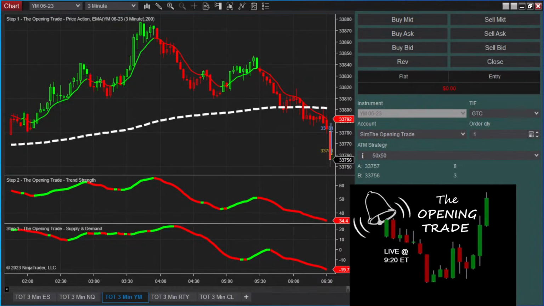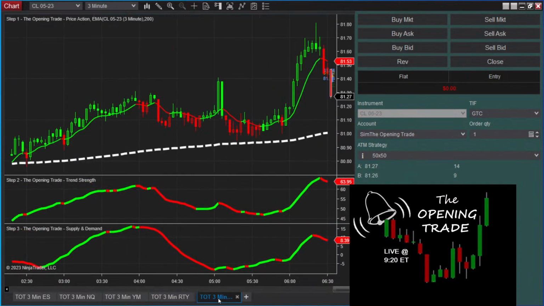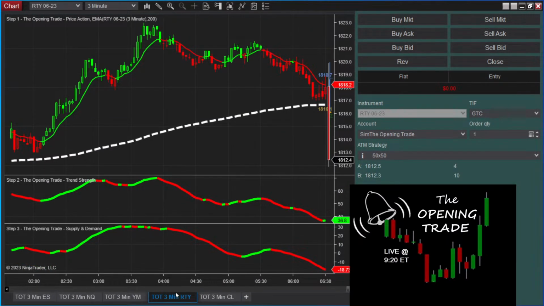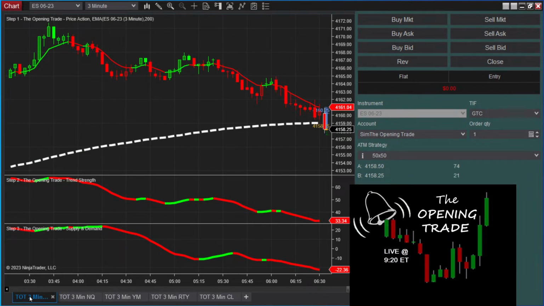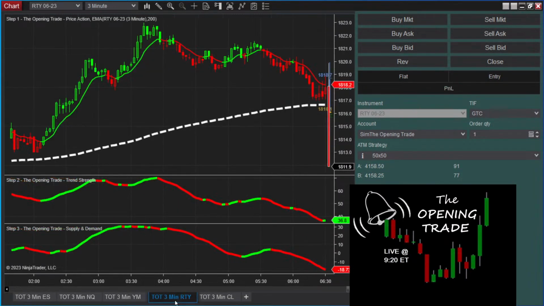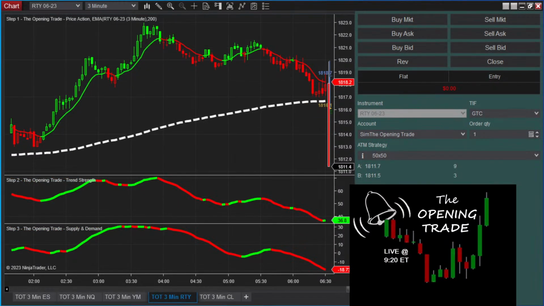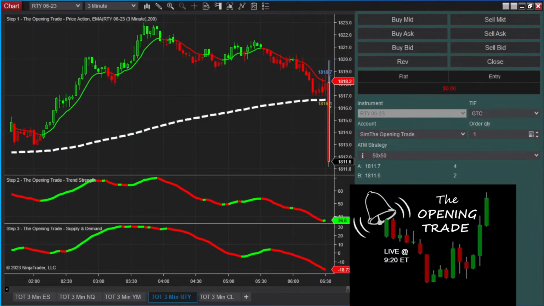It looks like Dow is plummeting at the moment, below the 200 period EMA. Crude oil is trying to make a run down to the 200 period EMA. This is the Russell. Russell's got the biggest candle yet. Nasdaq is sitting on the 200, and so is the S&P 500. Russell, I don't think I've seen such a big candle in a long time.